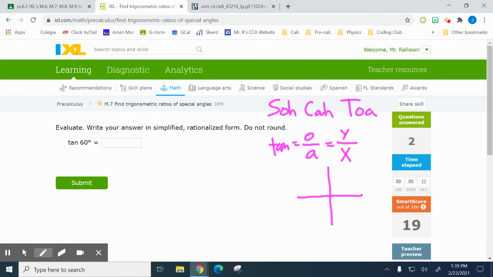So if you have a triangle on the unit circle, that's the x, that's the y, and the hypotenuse is going to be 1, right? The coordinates of that point are going to be the lengths of the x and the y legs of this right triangle, right? So the tangent of 60 is going to be what? The y over the x, right?